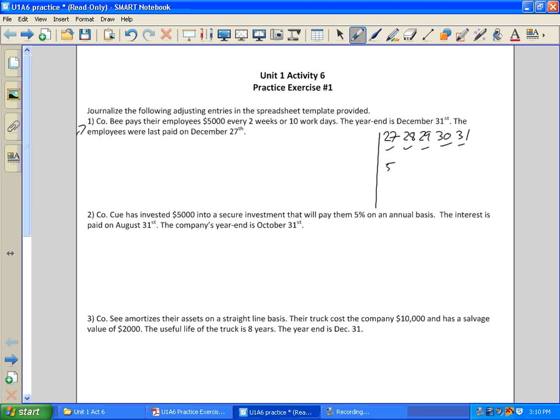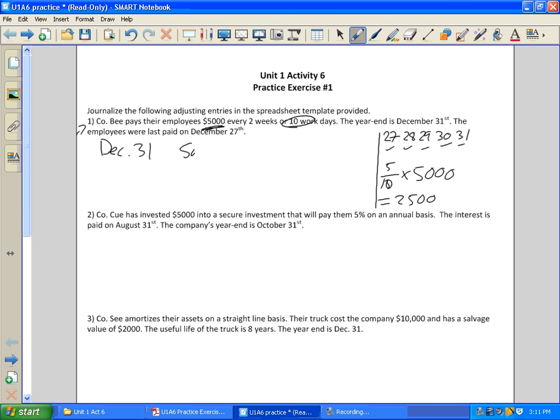Well, they get paid every 10 days. So we take 5 divided by 10, and we multiply that by whatever they're paid. In this case, it's the $5,000. That gives me a grand total of $2,500 that the company owes the employees for the 5 days they worked before the year end. You have to account for that. Year end is December 31st.